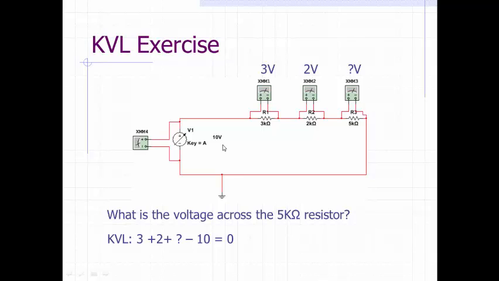So this is a trick. There's a trick over here. Whenever you see the positive sign of the polarity, you put a positive sign. So positive 3, positive 2, positive question mark. And then when the loop goes through the negative sign first, you put a negative sign, like here. Then we just need to solve this equation, find the question mark equal to 5 volts. So that means across the 5k ohm resistor, the voltage is 5 volts.